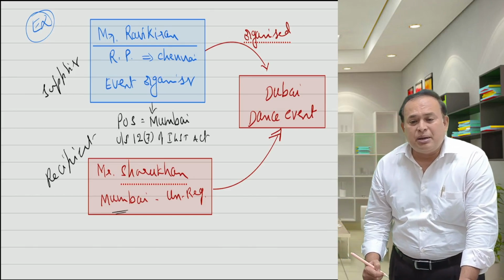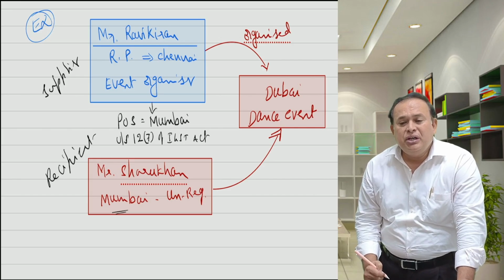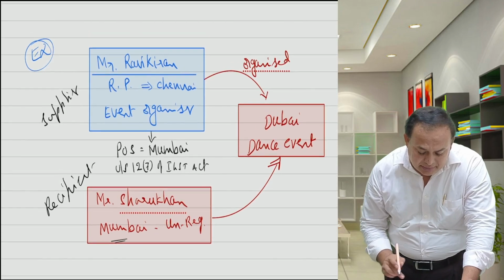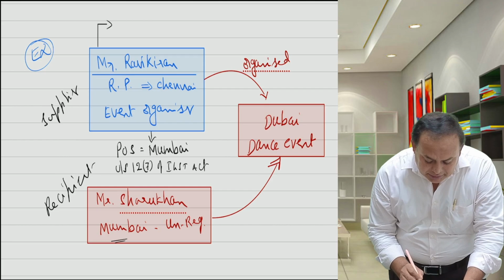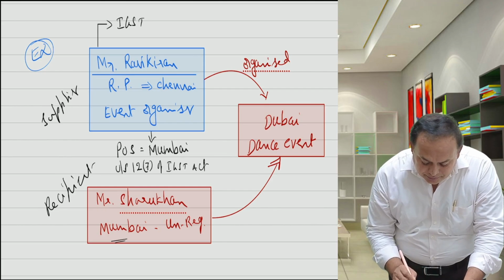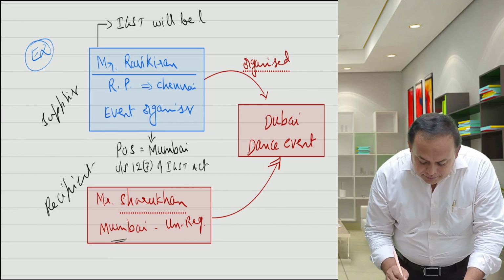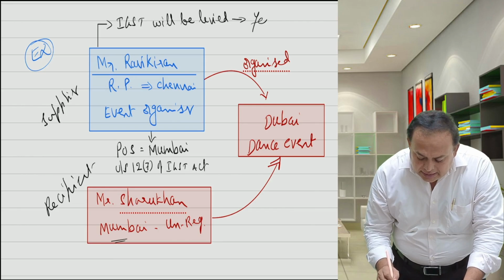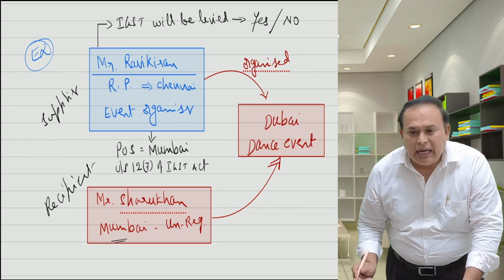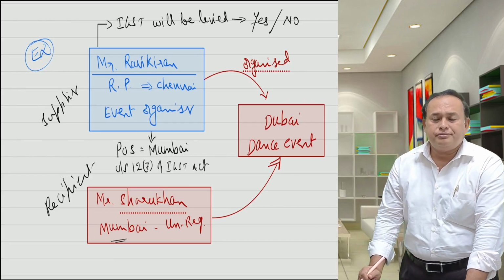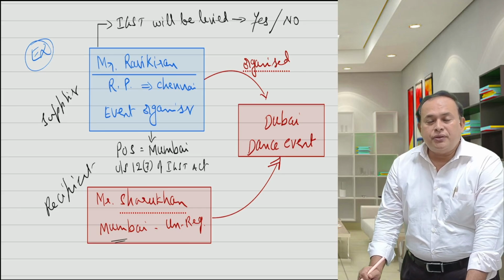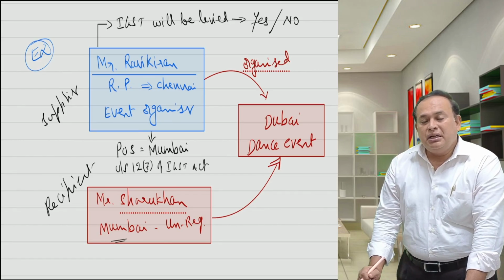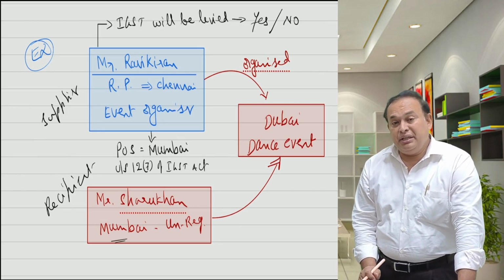Now, Ravi Kiran supplied these services from Chennai to place of supply Mumbai. If so, in the hands of Ravi Kiran, whether liable to pay IGST or not, IGST will be levied. Answer is yes or no. IGST will be levied or not. So much of thinking time you are taking. After explanation, very clearly I told you what is advertisement, what is exhibition, what is the event, and all.